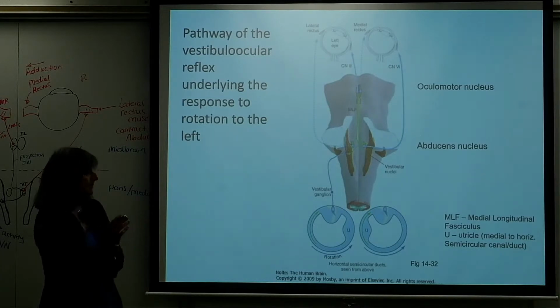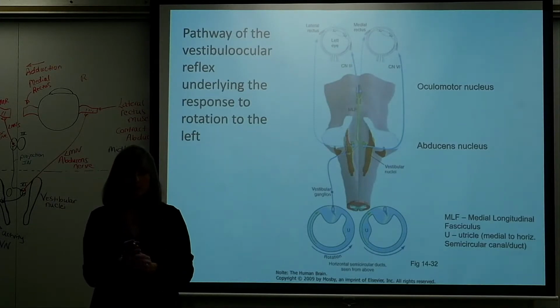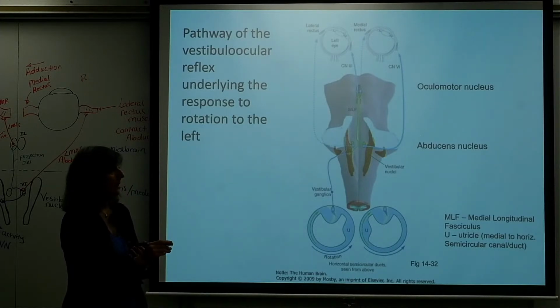So I'm going to stop there, and in the next video we're going to go through a couple of other things about the vestibular ocular reflex, and then we're going to start moving into the vestibulocollic reflex.